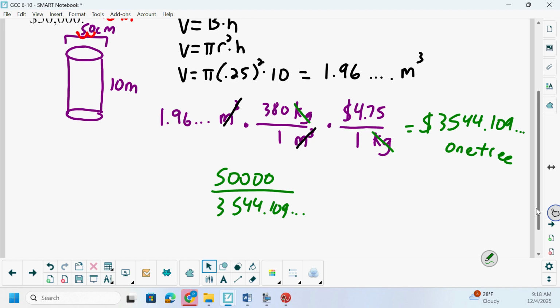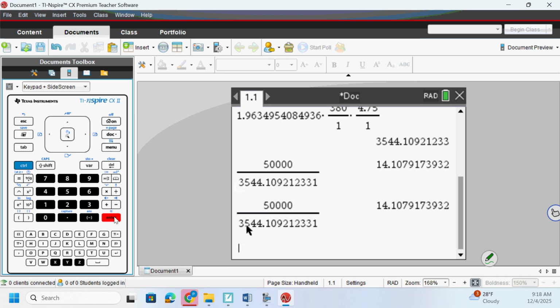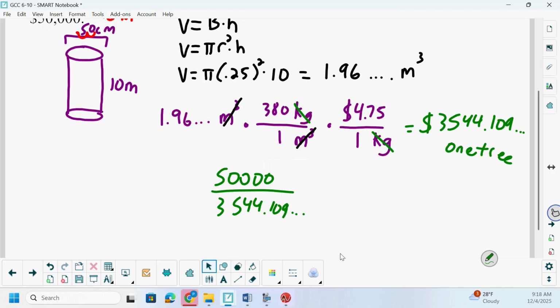So let's go over to our calculator. We can do 50,000 divided by, and then just scroll up, highlight our answer, hit enter to bring it down, and it'll divide by that entire number with all the decimals for you. You also can use your hotkeys like on the Google Doc. You could do Control C and then come down and do Control V, and that works as well. And if we hit enter, we got 14.107 as our exact answer.